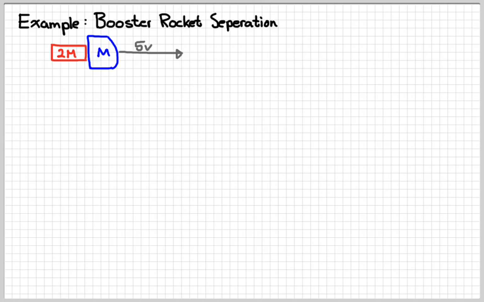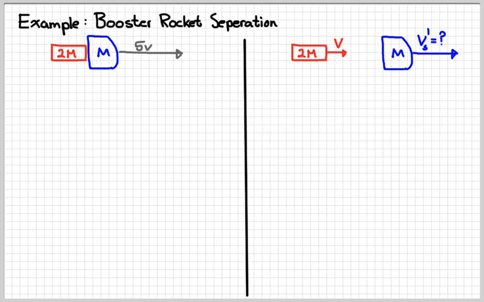So let's suppose we have a system like this, where we have a rocket, the blue part of mass m, and the booster of mass 2m, the red part, moving to the right at a speed 5v. And then some sort of internal explosion occurs to separate the two pieces so that they're moving like this, where the 2m booster is moving at velocity v, and we want to figure out what's the velocity of the blue part of the rocket after the explosion.